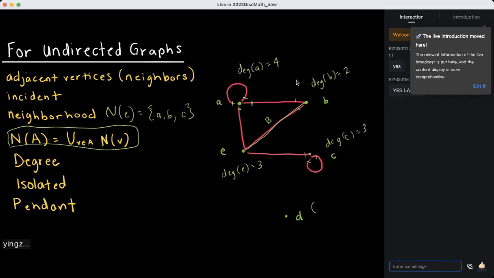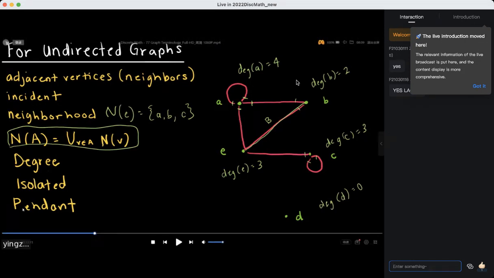And then for poor D down here, the degree of D is obviously 0. So it is a vertex, but it is not connected, and therefore it has a degree of 0 because there are 0 edges coming out of it.